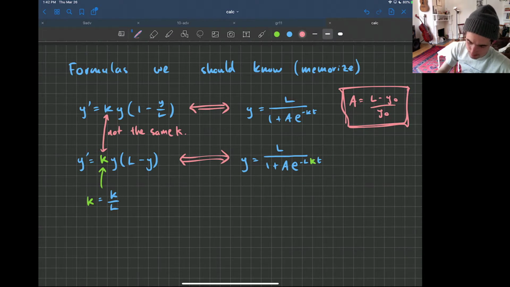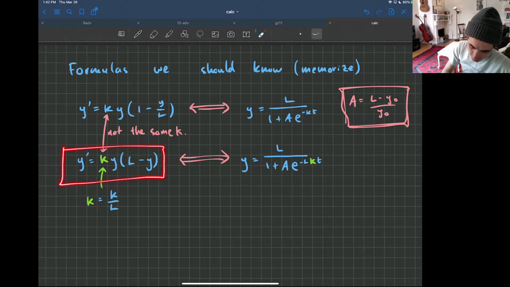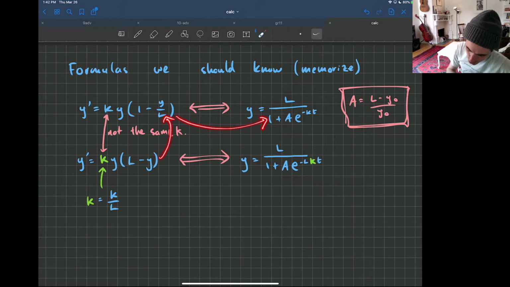The reason why is because sometimes you'll be given a differential equation in this form. In which case, instead of having to convert to this and then convert to this, you can just go straight to the actual equation. Yeah, it's the same thing.